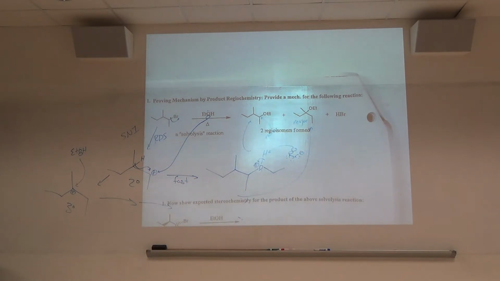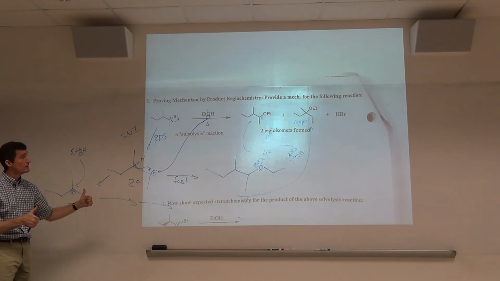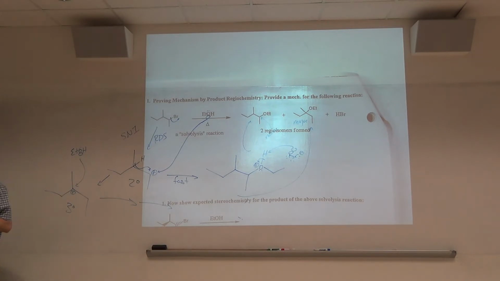So now we're moving on to SN1. And do you see how that looks like an SN1? Weak nucleophile, carbocation, prone to rearranging. That's a classical SN1. Questions about SN1?